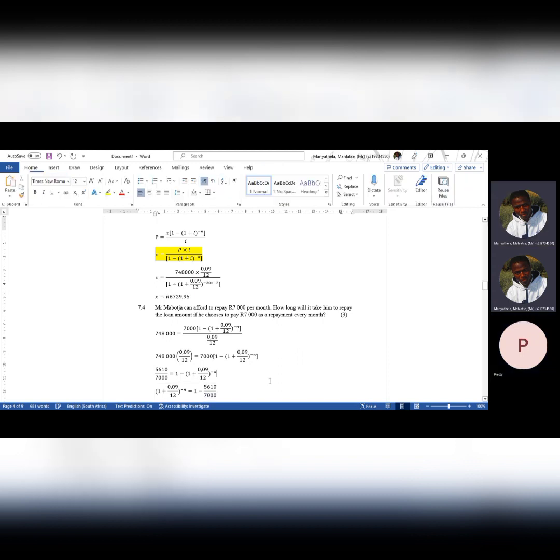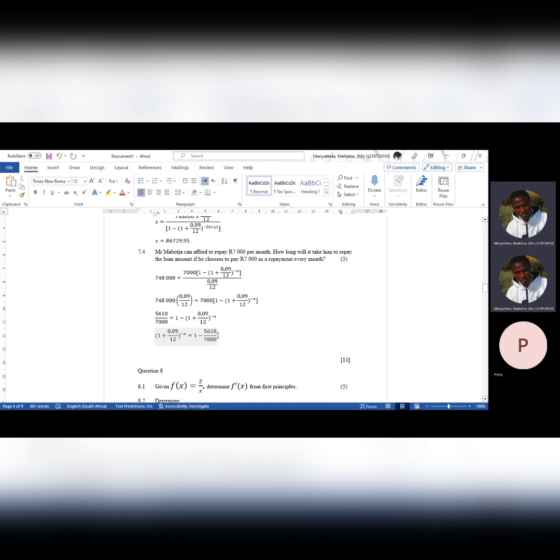Over 7,000. If you were to deal with something like the highlighted part, 1 minus 5,610 over 7,000, if it's 1 subtract a fraction, what you do is draw a division line and put 7,000 under it. Then on top, say 7,000 subtract what is on top, and then you are done.